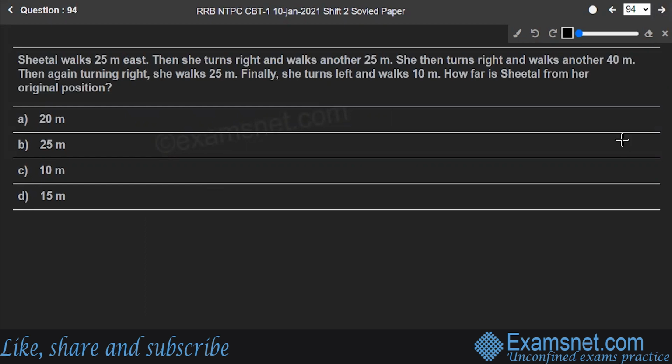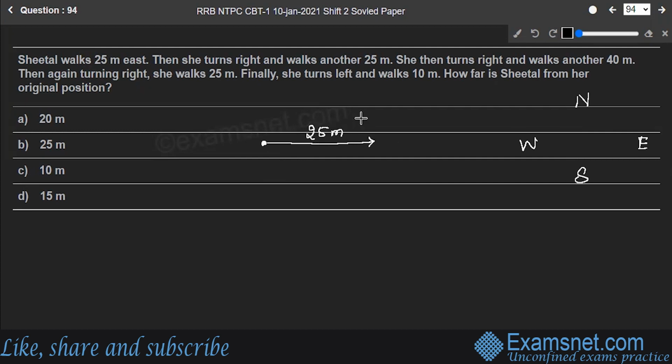I'll do one thing. First of all, let's go with the directions and then I will keep on drawing what is being told in the statement. Okay, let's go. So here is north, here is south, east and west. Okay, these are the directions. Now, Sheetal walks 25 meters east. So let's say she walks east. So she's starting from this point. Let's say she starts from here. So she walks 25 meters east.